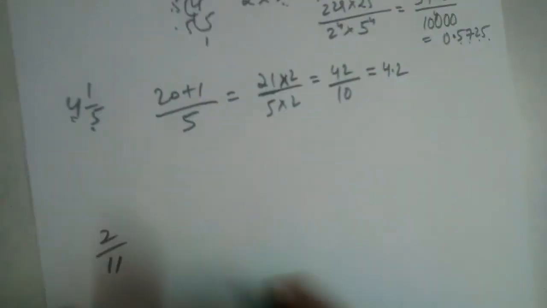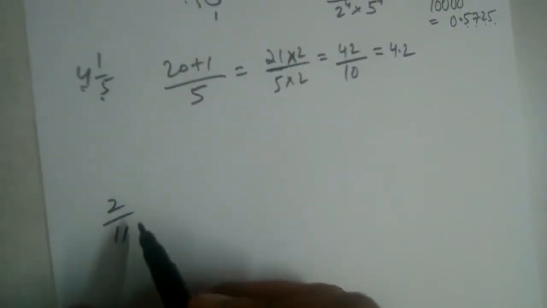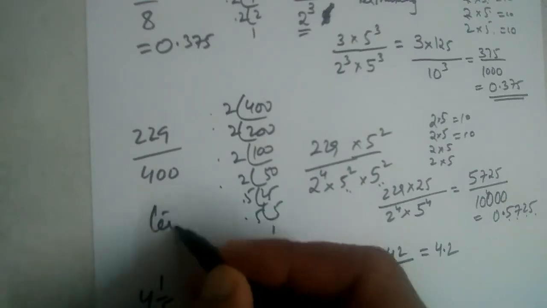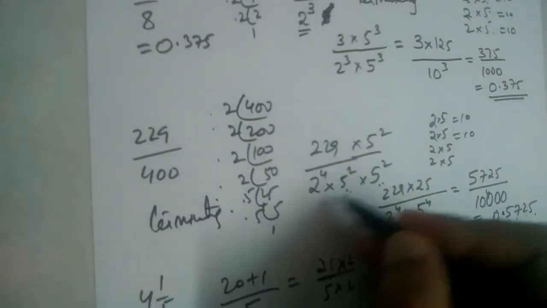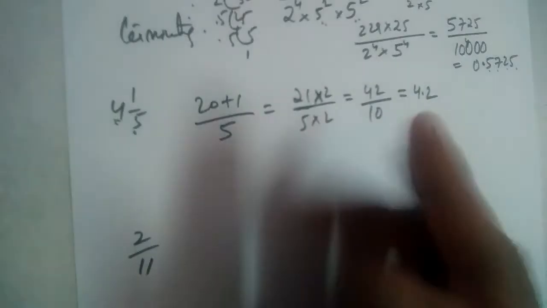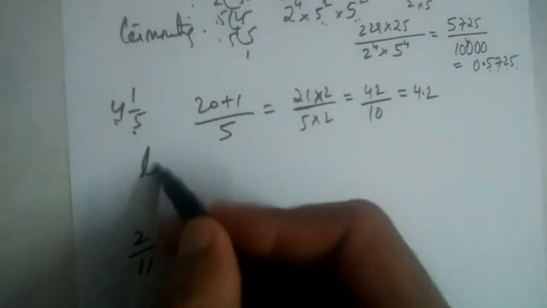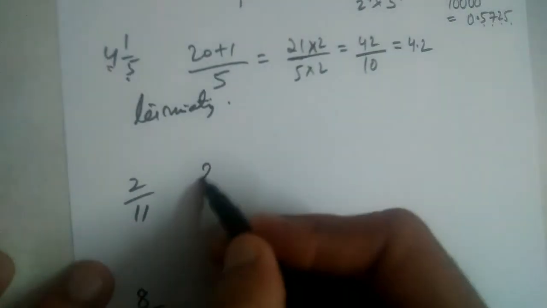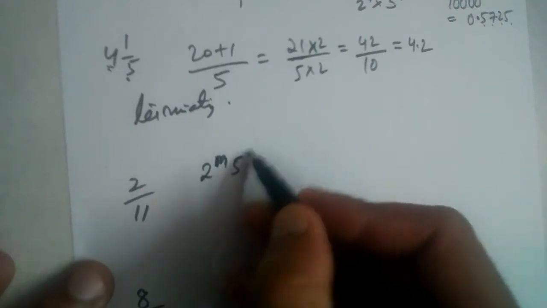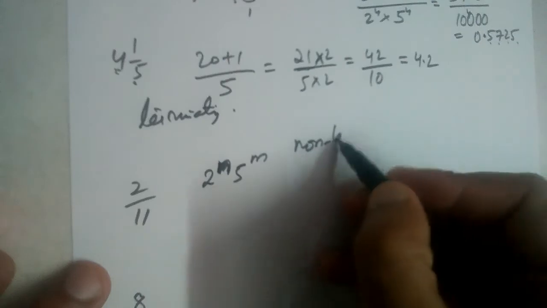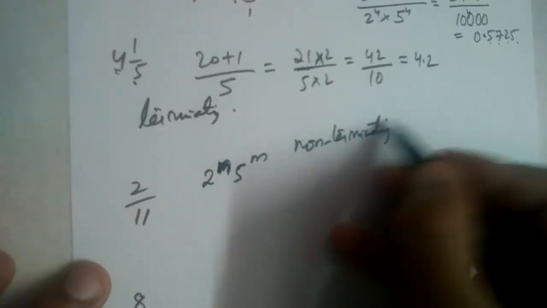Okay. Now 2 by 11. See, I missed this, whether it is terminating or not, right? So is it terminating here? Yes. Terminating, right? Because denominator was of the form 2 power n 5 power m. This is, yes, terminating. This is also terminating, right? Here 2 by 11, the denominator is not in the form of 2 power n 5 power m, right? Hence it is non-terminating repeating.